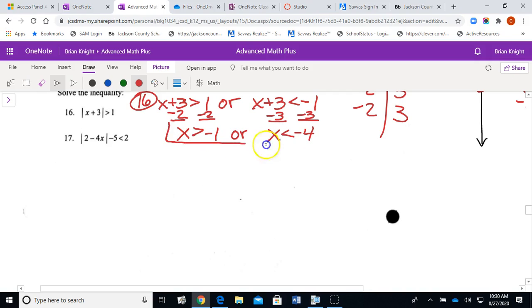So you always flip the sign and then make the inequality backwards. Like, flip the inequality and change the sign.